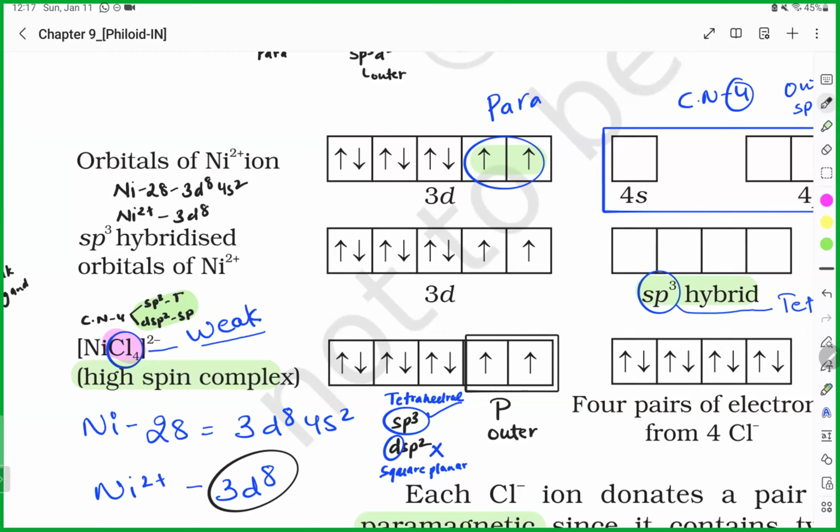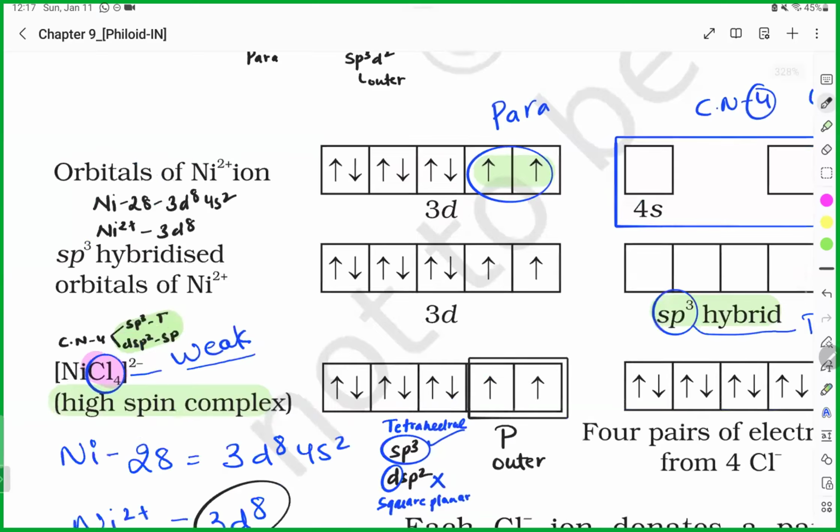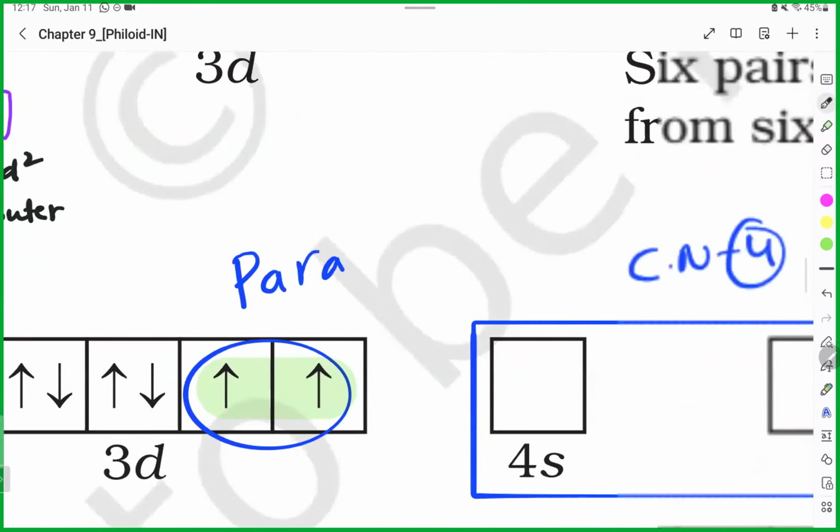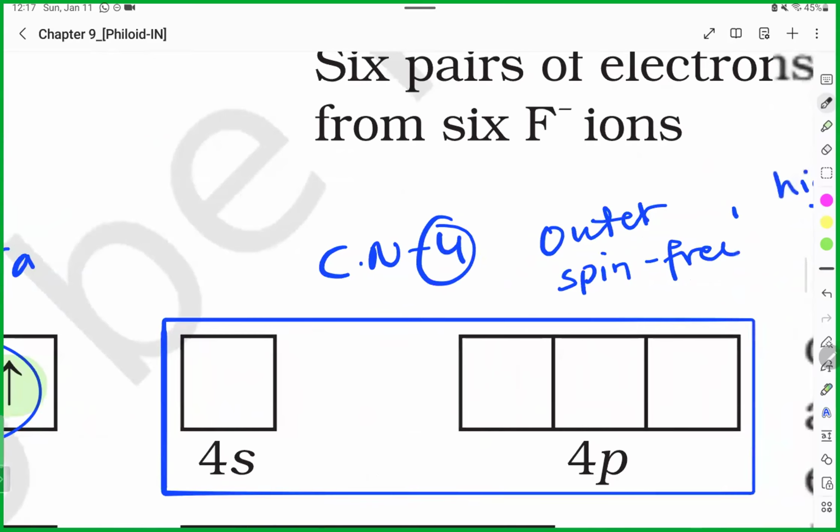We know chlorine is a weak ligand. It cannot cause pairing. So you can see the diagram. It cannot cause pairing, 8 electrons, and no d orbitals are free. So what will happen? One s and 3 p orbitals will be involved, total 4. So 1s, 3p orbitals use sp3 hybridization. Any compound that has sp3 hybridization has tetrahedral geometry.